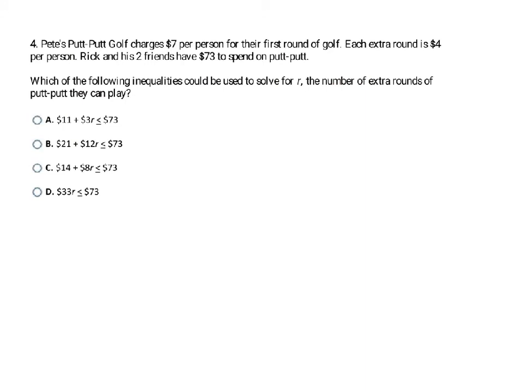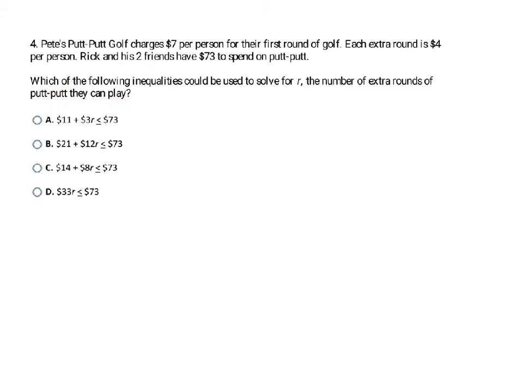Now, this time we're taking a word problem and writing an inequality from it. So this says, Pete's Putt-Putt Golf charges $7 per person for their first round of golf. Each extra round is $4 per person. Rick and his 2 friends have $73 to spend on putt-putt. Which of the following inequalities can be used to solve for R, the extra rounds of putt-putt they can play?